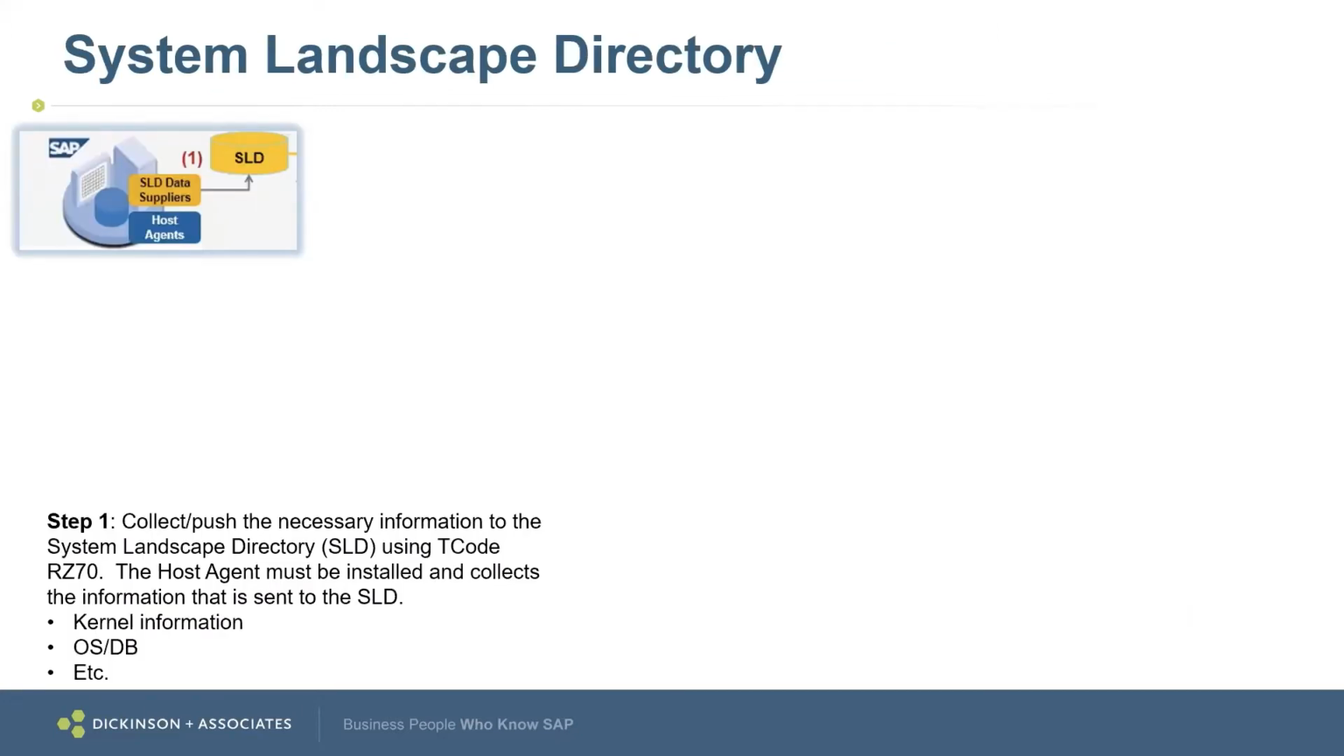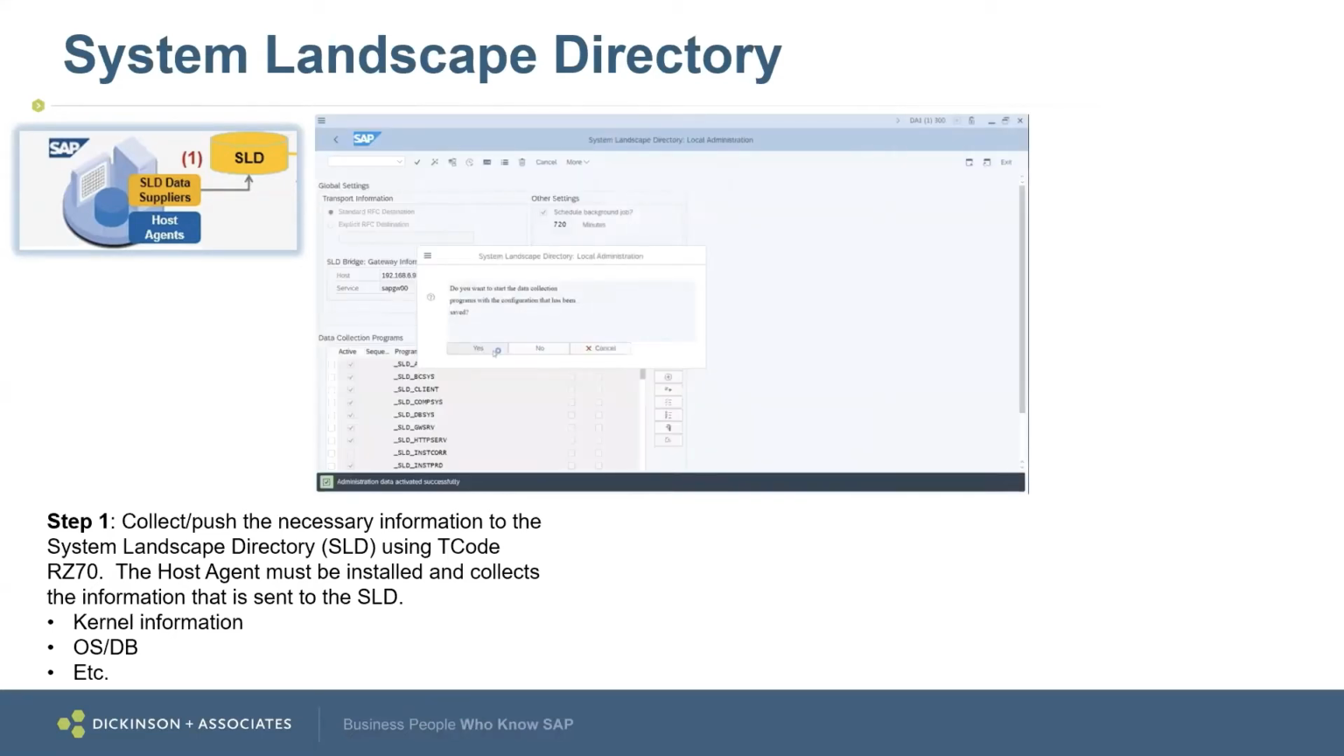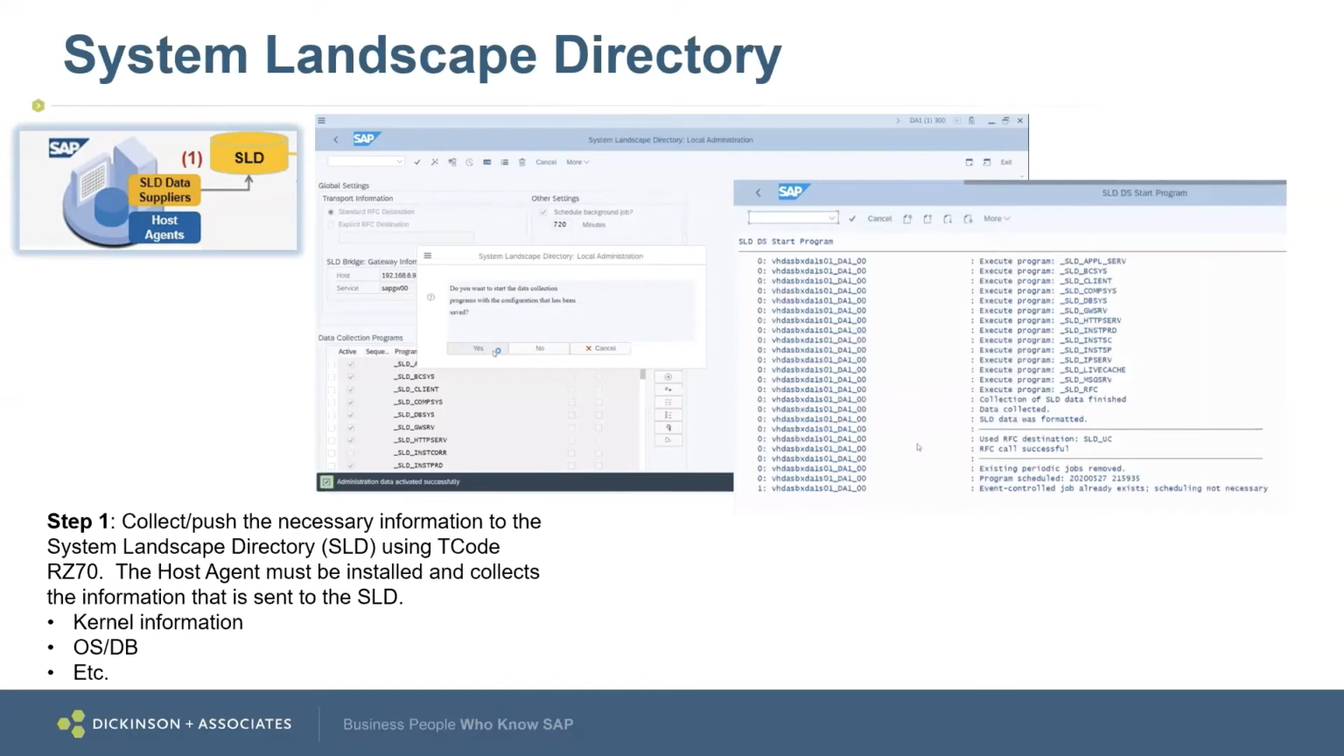So the first step, we've installed host agents and we want to collect the information and store it in the SLD. So you're going to run transaction code RZ70 and it will collect the information. As you run RZ70, it's going to ask you what your host IP address is, what the gateway is, and then as you execute it, it's going to ask you if you want to conduct the analysis. As part of that analysis, it's going to run a series of programs in the background that are actually collecting a lot of information. Now, none of this information is your business information.